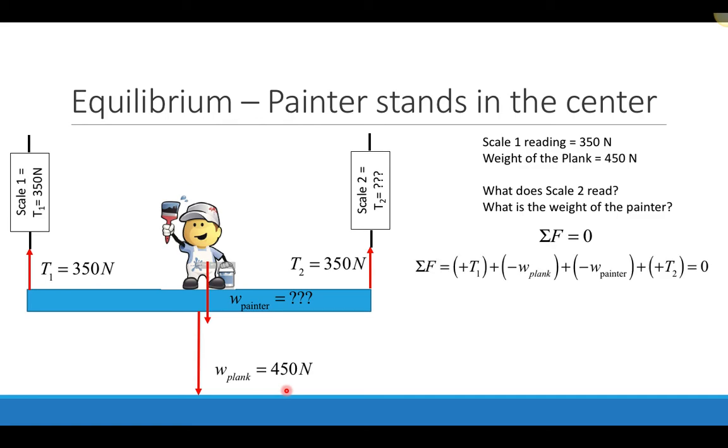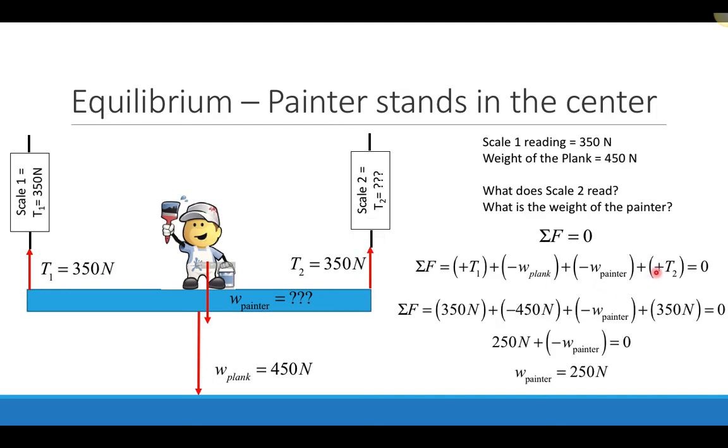So I can make my way across and add up all the forces. I have a positive tension in a cord on the left, and I'm going to add it to the weight of the plank, which is acting down, so it's negative. And I'm going to add it to the weight of the painter, which is acting down, so that's negative. And then finally I get to the cord on the other side, which is holding it up, and that would be positive.